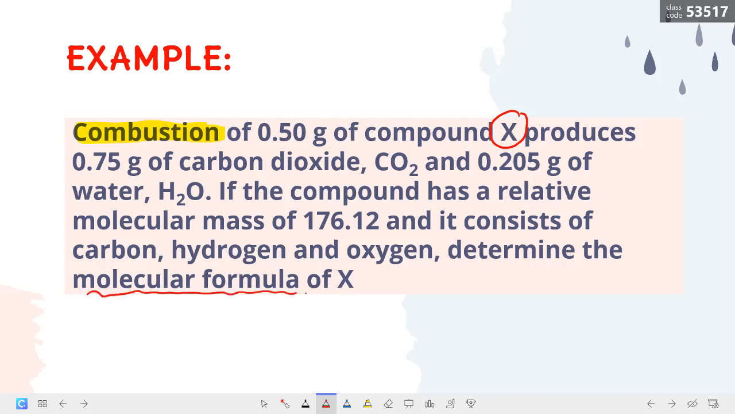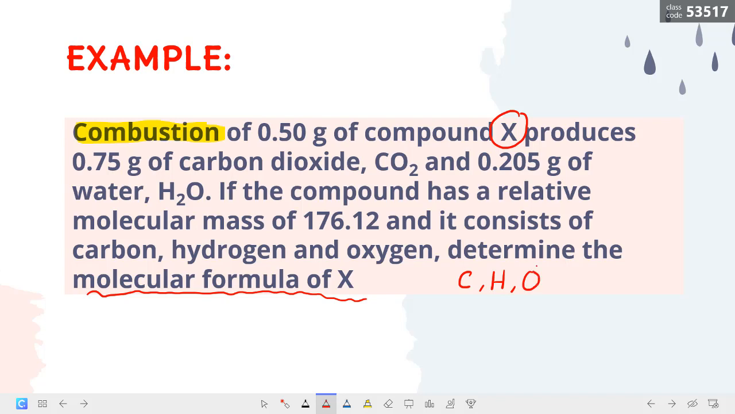So, if you are going to determine the molecular formula, firstly, kita kena cari dulu empirical formula. Okay, basically, konsep dia masih sama macam kita nak kira empirical formula tu yang biasa. But, you must be careful. Bila diberikan data combustion analysis ni, hasil pembakaran ni, kita nak cari molecular formula compound X ini yang mana it contains carbon, hydrogen and oxygen.